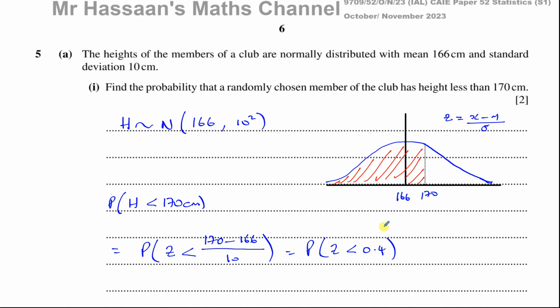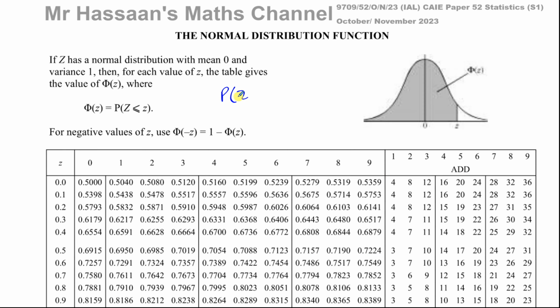So we're going to go to our table. This is the value for z. We want to find this area, such that the probability that z is less than 0.4. So we concentrate on 0.4 and go to our table. Here's 0.4, z equals 0.40, so it's going to be this value over here. It's 0.6554. That's going to be our answer.